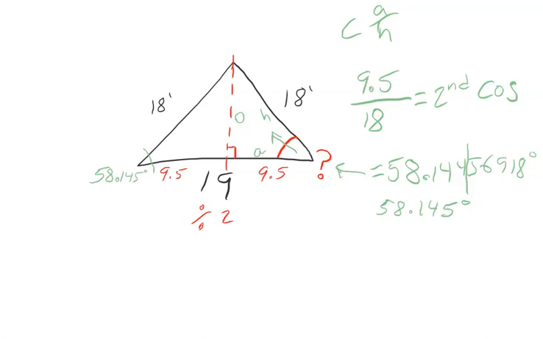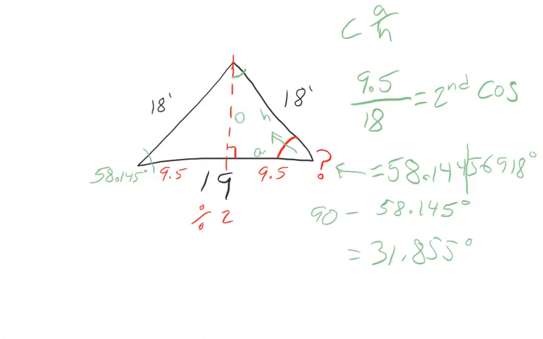It's 360 if it was a circle. If it's a triangle, it's 180 degrees all the way around. I already have a 90 in the corner. I've got 58.145 in the other corner. That means the leftover is 90 minus 58.145. And what do I get? 31.855 degrees, right? So this little chunk here is 31.855.